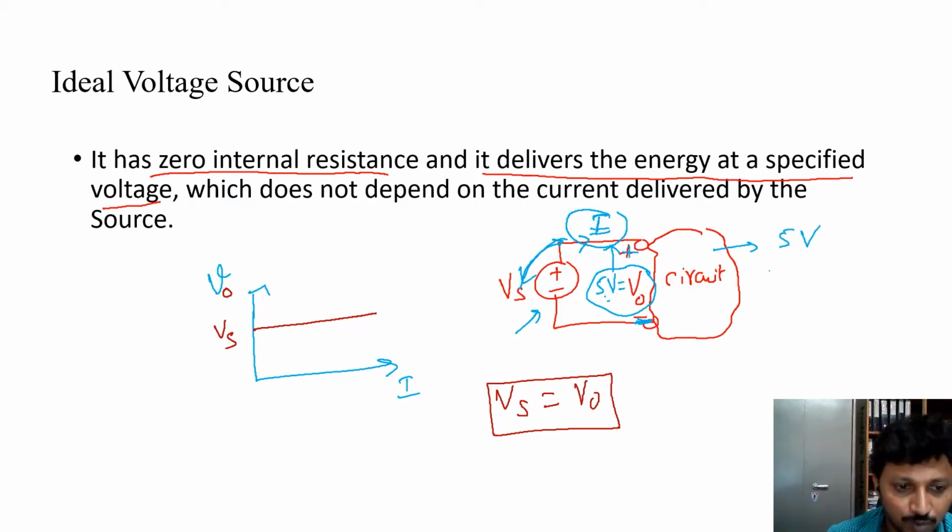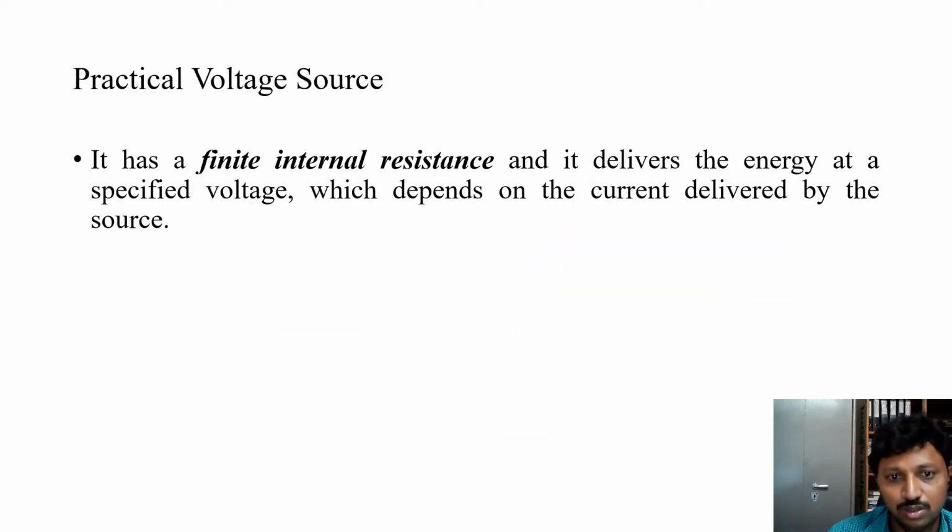So we just see that however much we increase the current, this terminal voltage will be constant. So that is all about the ideal voltage source. Next, a practical voltage source. In a practical voltage source, the internal resistance will not become zero.